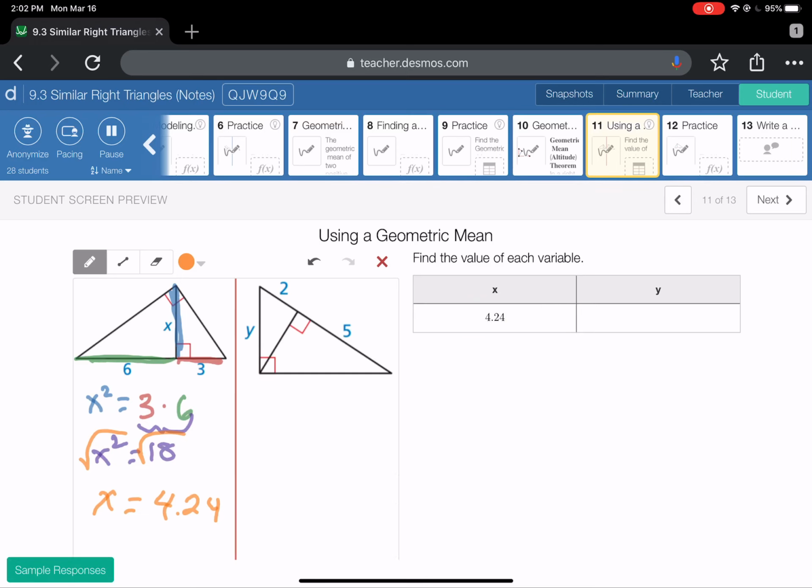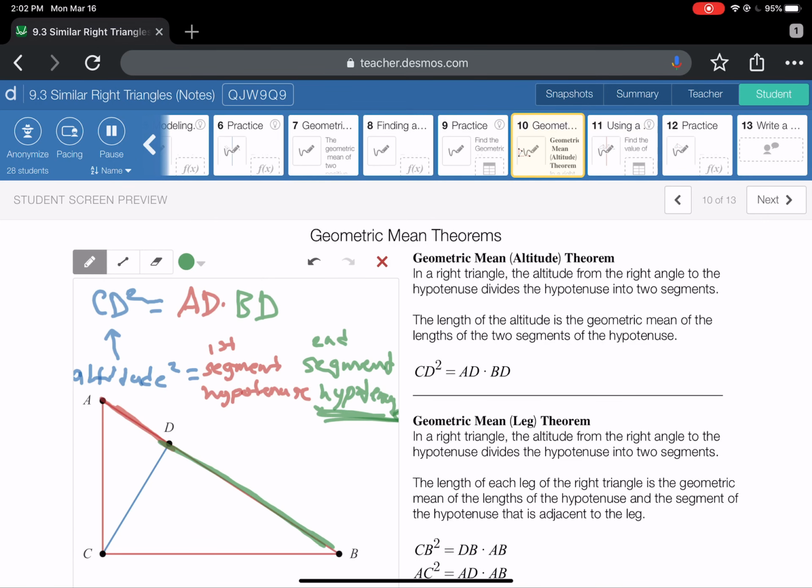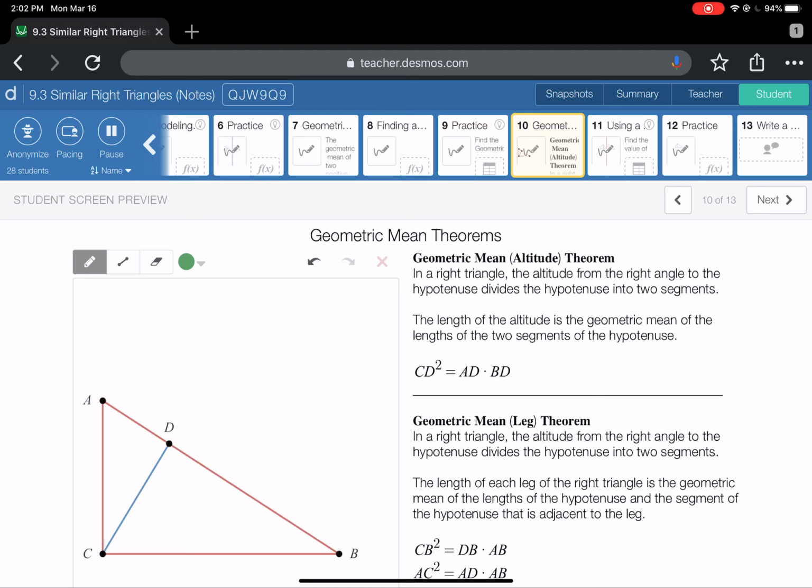4.24. So our altitude of the triangle on the left is 4.24. Now this triangle on the right, we're not looking for the altitude, so we can't use the same setup over here. We're actually looking for one of our legs of the right triangle. So we're going to come back here and use a different geometric mean theorem, and this one corresponds to the legs.